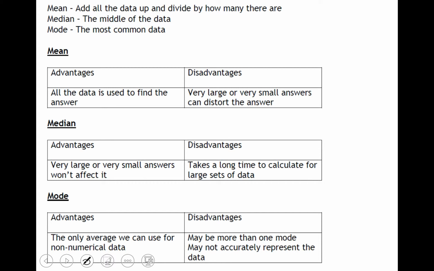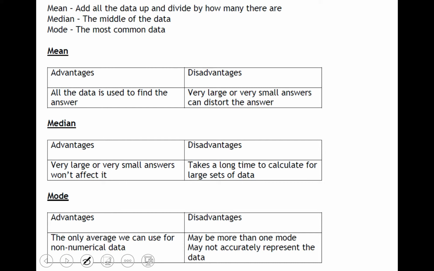To calculate the mean, you need to add up all the data and then divide by how many pieces of data there are. The median is the middle of the data, and the mode is the most common piece of data. The advantage of the mean is that we use all the pieces of data to find the answer, but the disadvantage is that very large or very small answers can distort the answer for the mean.